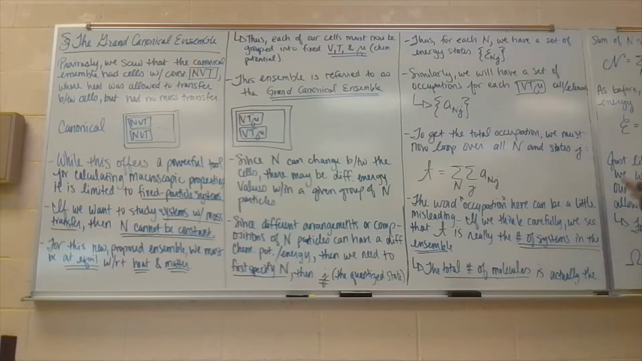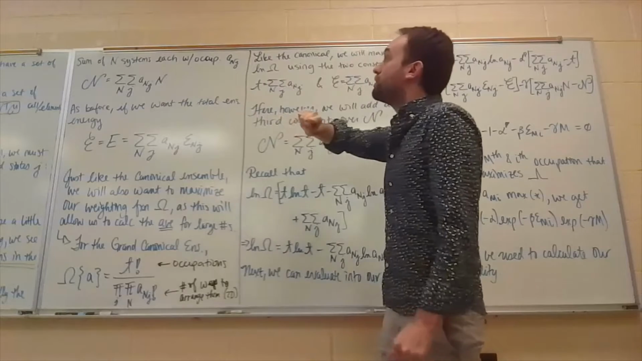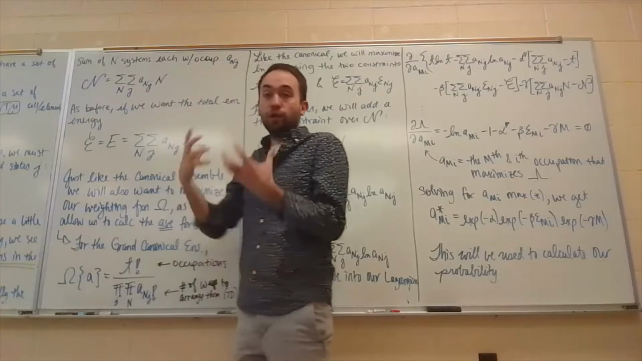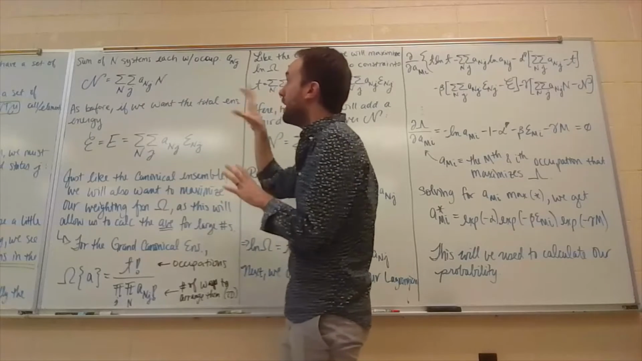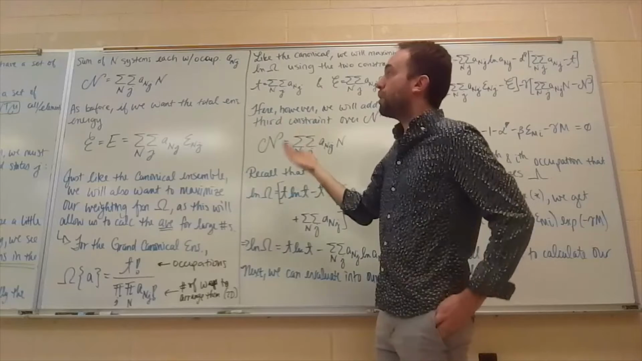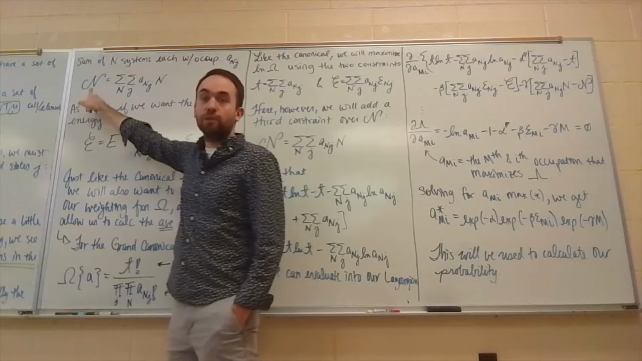The word occupation here can be a little bit misleading. If we think carefully, though, we see that our overall number of occupations is really the number of systems in the ensemble. The total number of molecules, however, is actually the sum of N systems with occupations A and J. So that means that if I take my A and J, my occupations for a particular arrangement of particles in a particular group of energy values, or for a specific energy, and I multiply that times the number of particles and loop over N and J, then I will get my total number of particles, which is denoted with the script N.